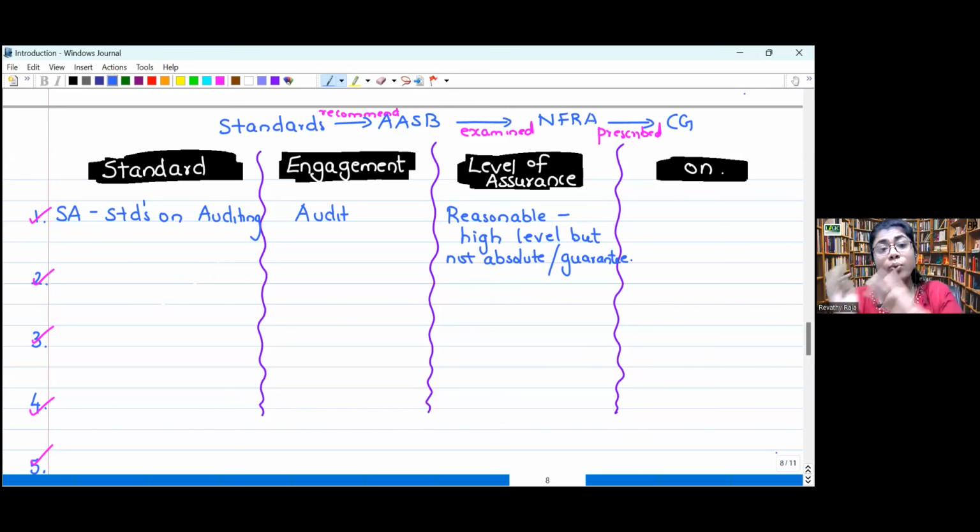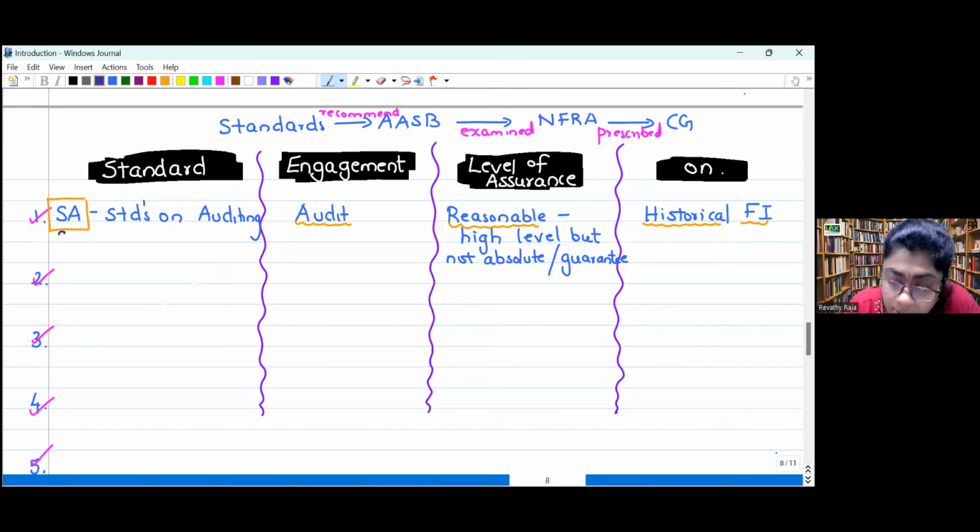Now, on what do you give the assurance? You give assurance on financial information. But is it historical or future? Audit is always done on historical financial information, which is past. So, on historical financial information, to give reasonable assurance while conducting the audit, we use a set of standards called SA, standards on auditing.